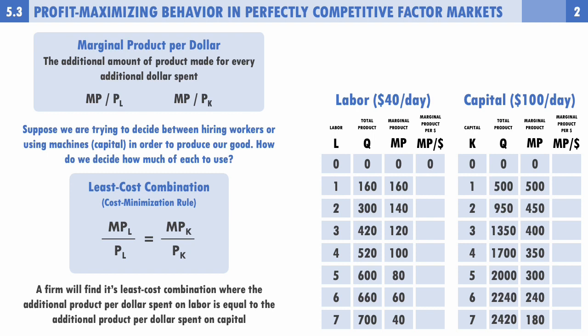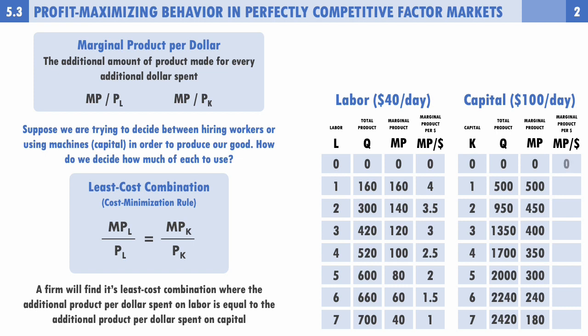So when we hire that first worker, it helps us bring an additional 160 units in, but we have to pay them $40. So if we do 160 units divided by the $40 that it costs to hire that worker, what that means is each dollar we're spending on that worker is essentially bringing us an additional 4 units of the product. 160 products, we paid $40 for it. So that's 4 units per dollar. Then 140 divided by 40 is going to be 3.5. 120 divided by 40 is 3. 100 divided by 40 is 2.5. Then 2, 1.5, and 1. So that's the additional units we get per dollar spent every time we hire another worker.